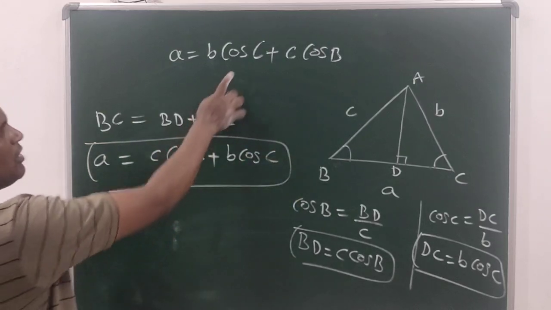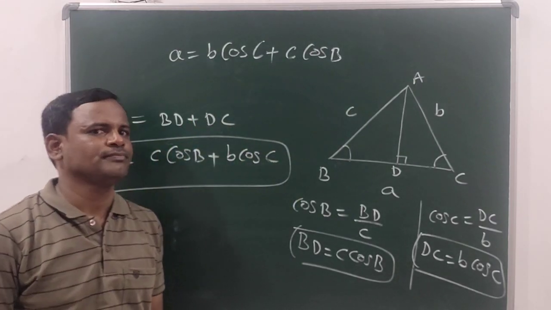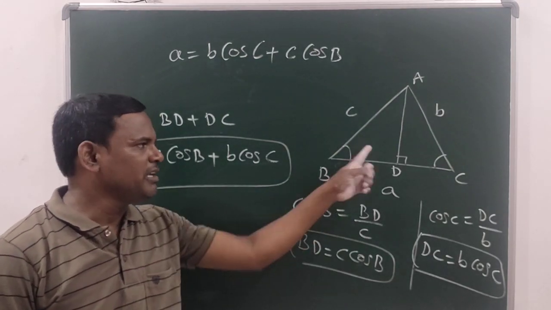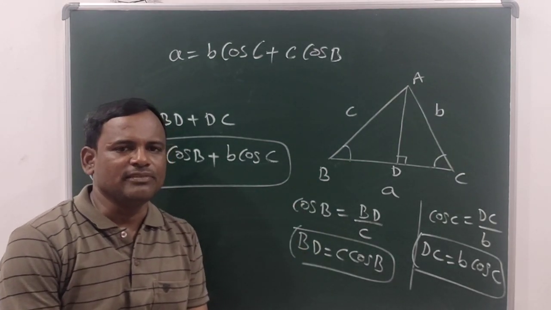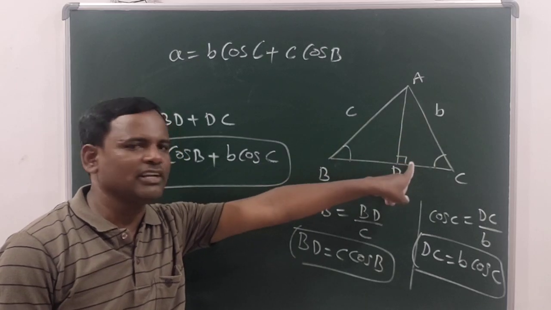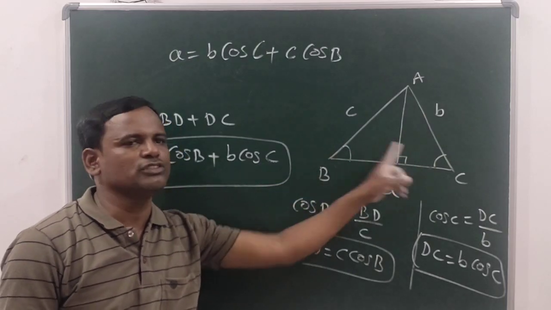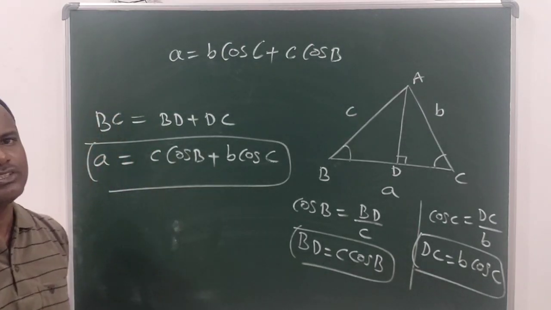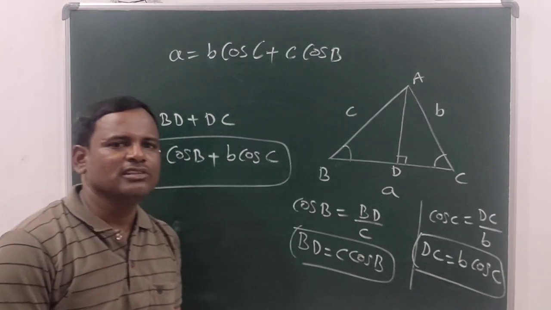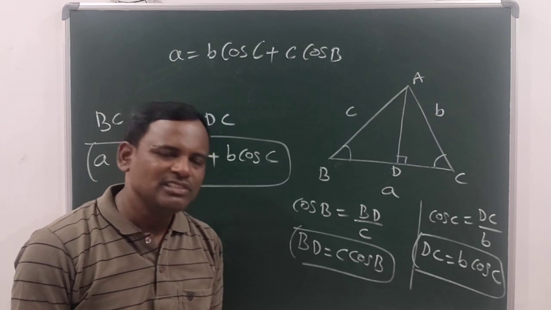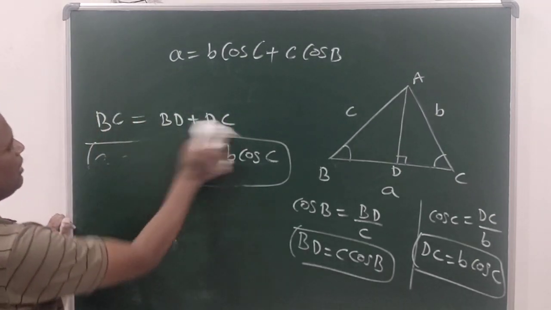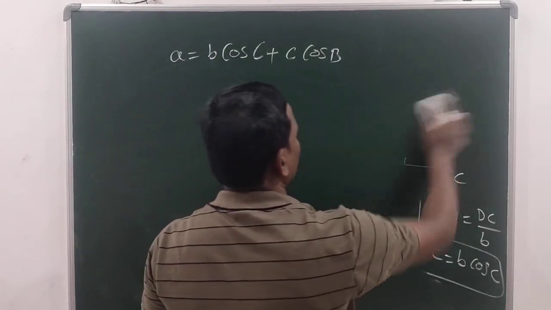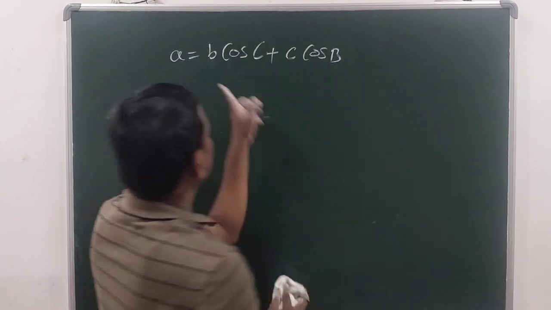Okay students, now we have got this. We have proved the first projection rule using triangle ABC. To prove it, I took an altitude and defined cos B and cos C from these two right angle triangles, so that I got a equals b cos C plus c cos B. Similarly, you can also prove the same theorem using the cosine rules. Take the RHS.